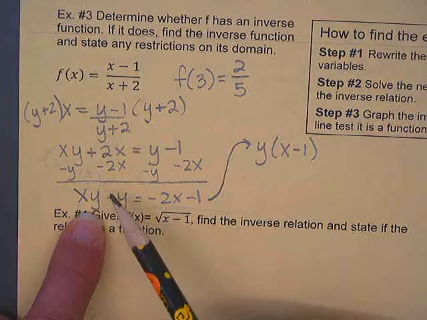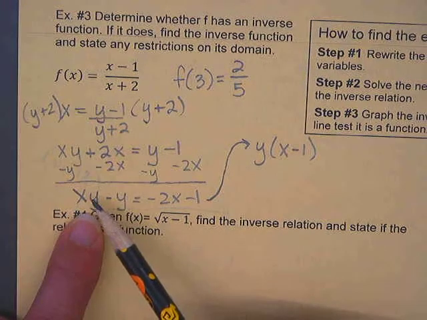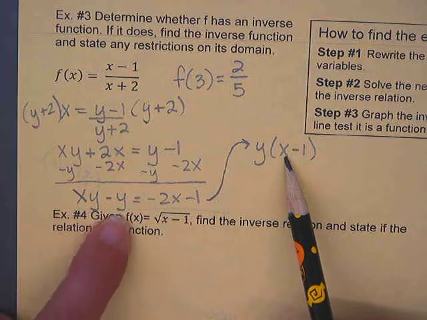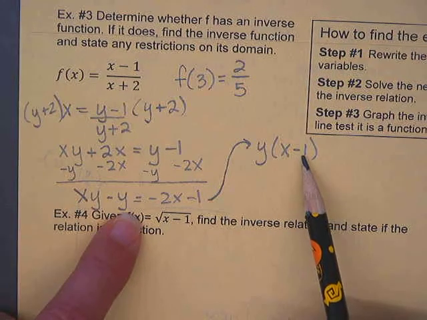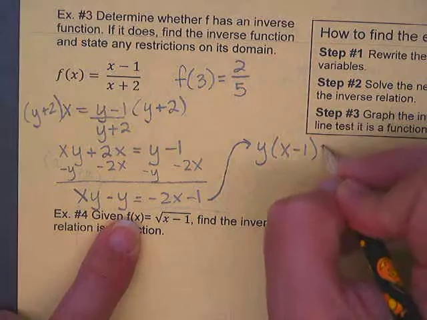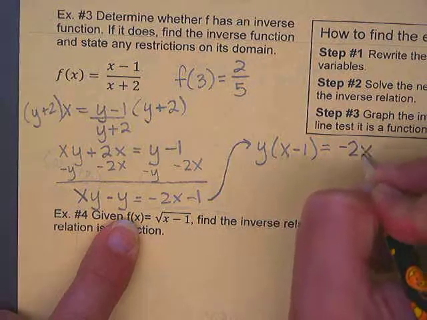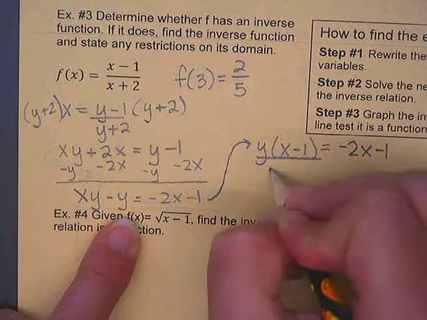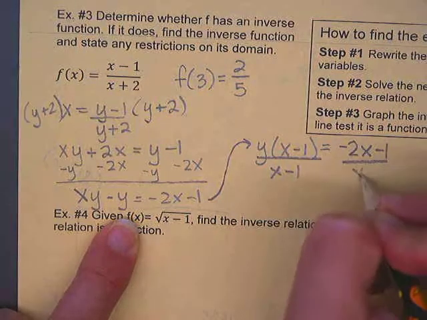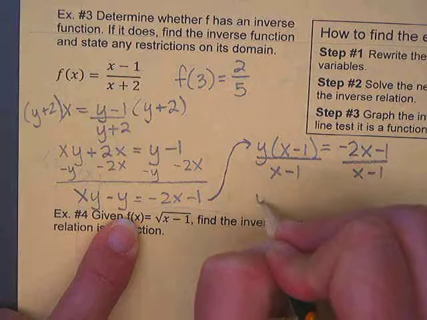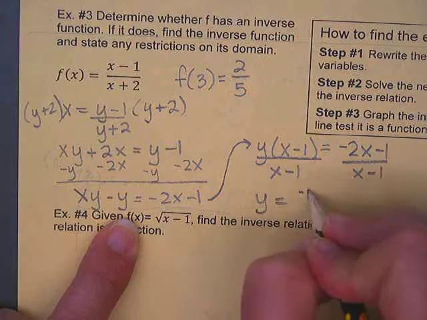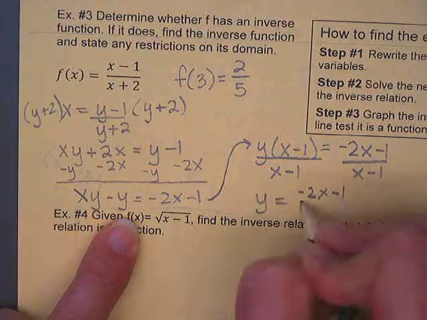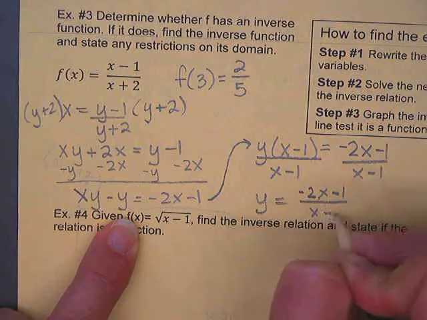It's like dividing each term by y. So x times y divided by y would just be x, minus y divided by y, which is 1. And then to isolate the y, I divide both sides by x minus 1. And my new function is y is equal to negative 2x minus 1 over x minus 1.